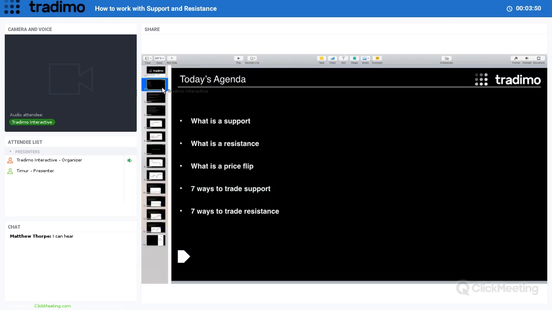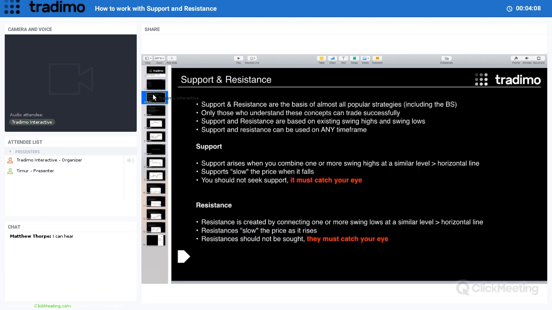Okay, what is on today's agenda? On today's agenda, we want to clarify what is the support, what is the resistance, what is a price flip, and then I will show you in detail 7 ways to trade a support level and 7 ways to trade a resistance level. Let's start.